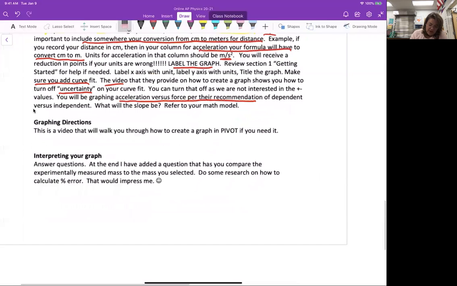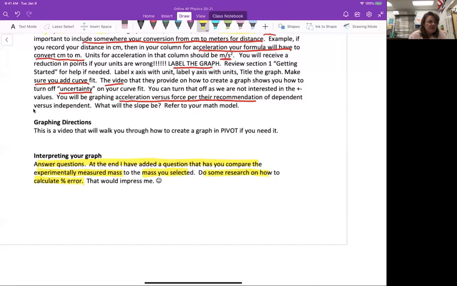At the very end, I will ask the question: how does your experimentally measured mass, which is related to your slope, since you're going to use the slope of your data to find it, compare to the mass that you selected in the original part of the lab? Do some research and tell me how to calculate percent error. That would really impress me.